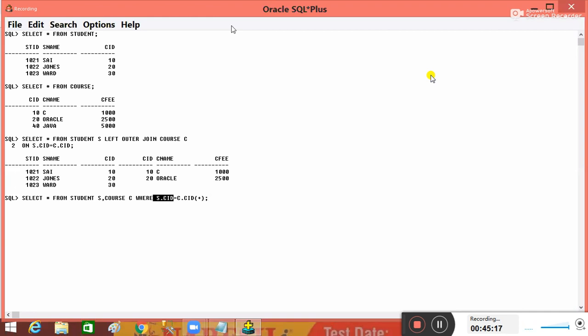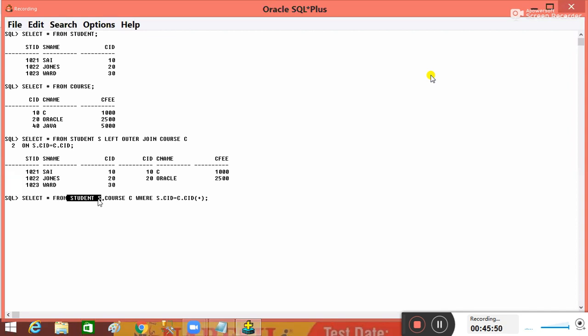The plus symbol is for matching data retrieval only. If you use it on the student table, only matching data comes from the student table, and unmatching data does not come. But here I'm implementing a left outer join, so don't apply the operator on the left side. If you leave it like this, then from the left side table, the student table, all data comes out.